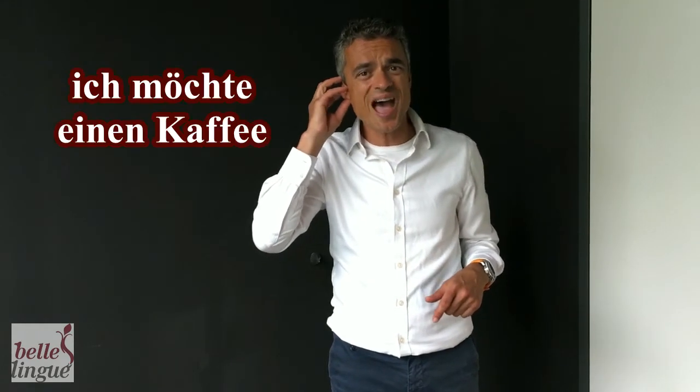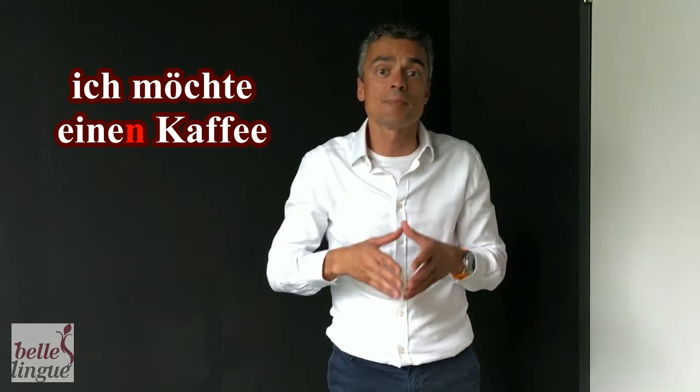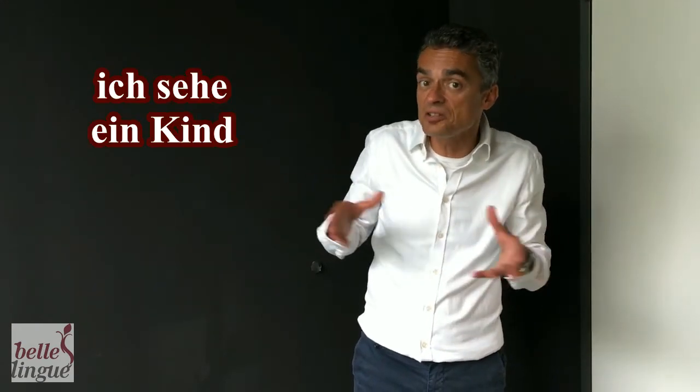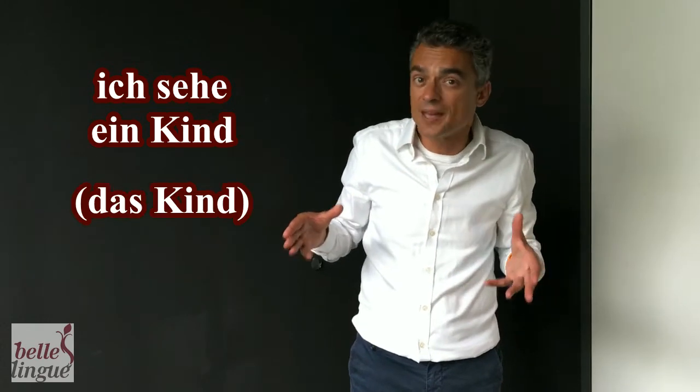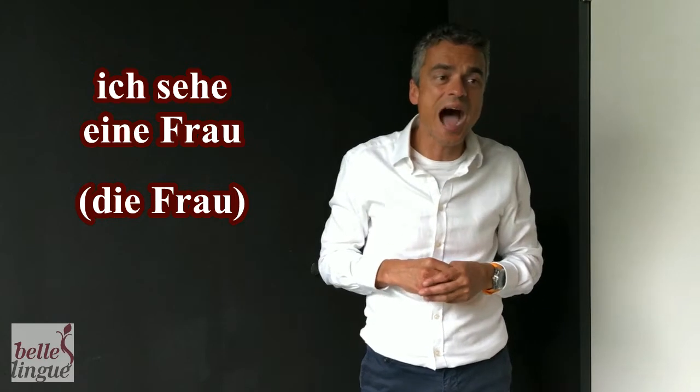And we're gonna have a look at the einen. So when you hear somebody saying, ich möchte einen Kaffee, then you know immediately, oh, einen is Akkusativ. It changes because it's male, so it's der Kaffee. But if you hear, ich sehe ein Kind, ein does not change, so it's das. And if you say, ich sehe eine Frau, then you know it's die, because eine is die. Ein is das, and einen is for der words, for male words.